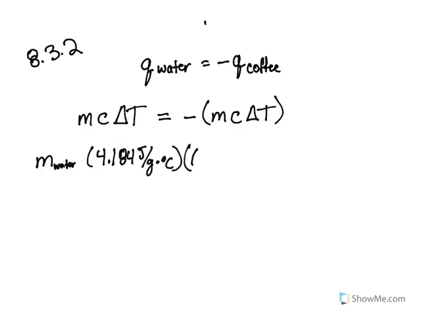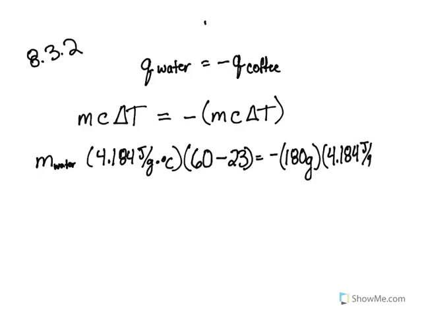And we know that the change in temperature of the water that we desire is that it ends at 60 and starts at 23. And that has to be equal to the negative of 180 grams of coffee, because if I have 180 milliliters and I assume the density is 1, I also have 180 grams, times the specific heat of water, which they said was the same as the specific heat for the coffee, times the change in temperature here. It wants to end at 60, but it's going to start at 95, so my delta T is going to be negative in this case.